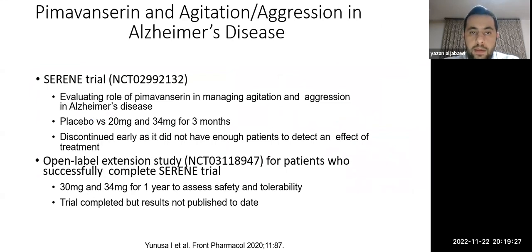Now, pimavanserin was studied in agitation and aggression in Alzheimer's disease. It's the Serenity trials. The goal was evaluating the role of pimavanserin in managing agitation and aggression in Alzheimer's disease. They used placebo versus 20 milligram and 34 milligram for 3 months. The study was discontinued early as it did not have enough patients to detect an effect of treatment. There was an extension for patients who successfully completed the Serenity trials, using 20 milligram and 34 milligram for 1 year to assess safety and tolerability. The trial will be completed, but the results are still not published to this date.